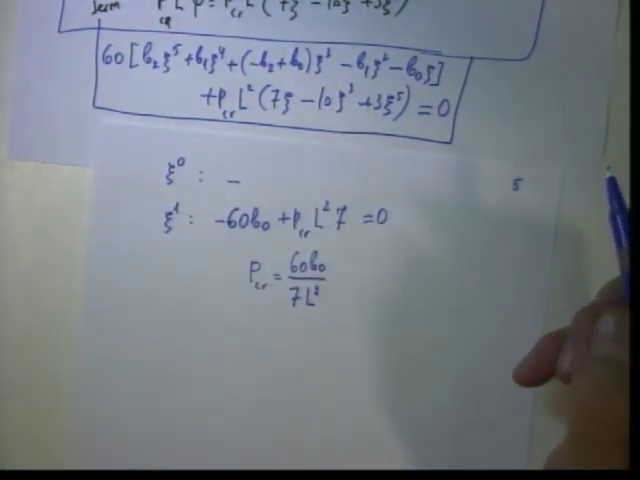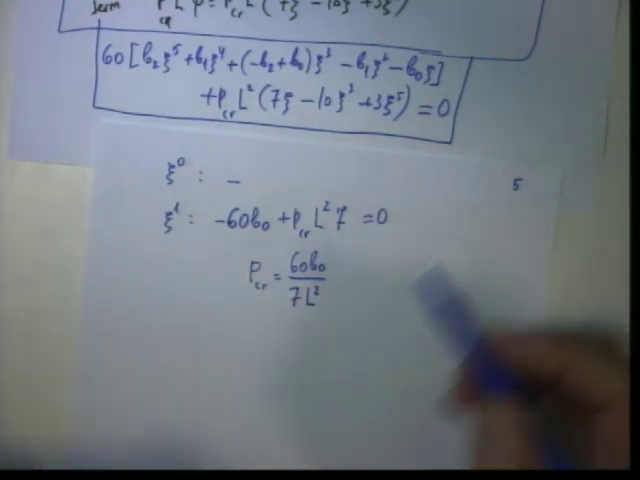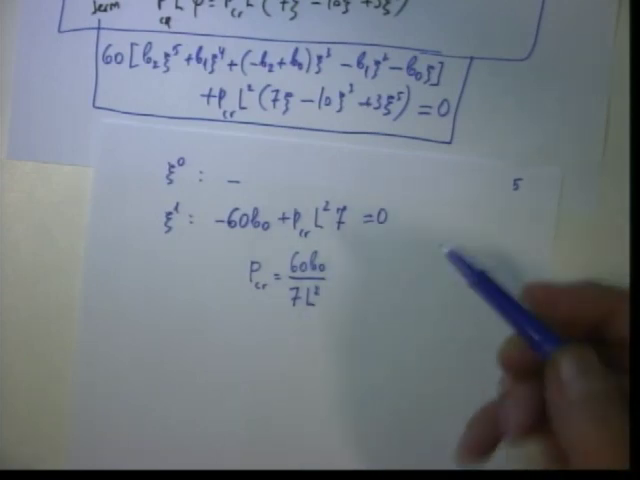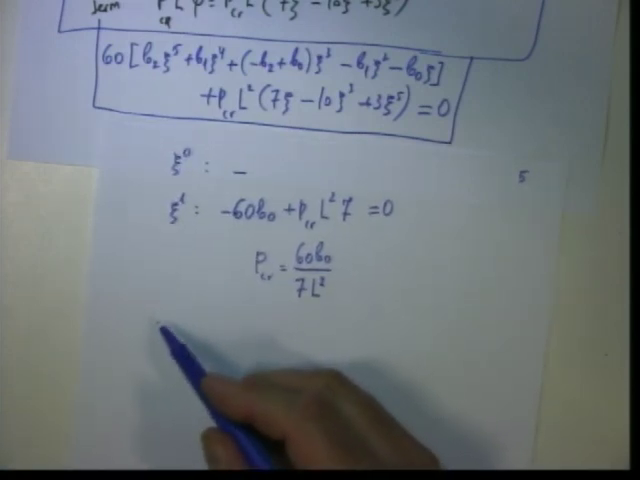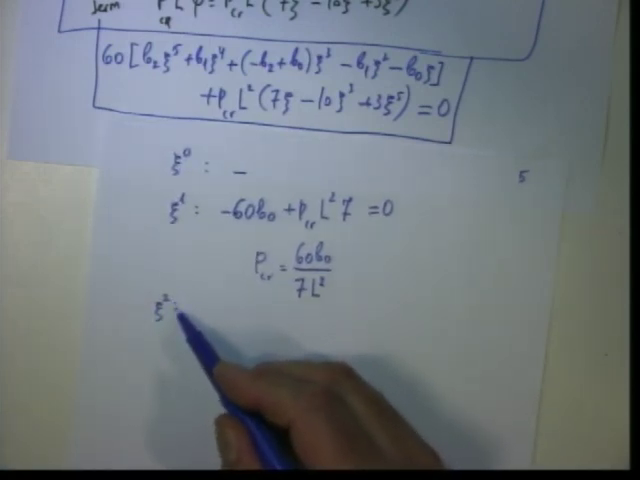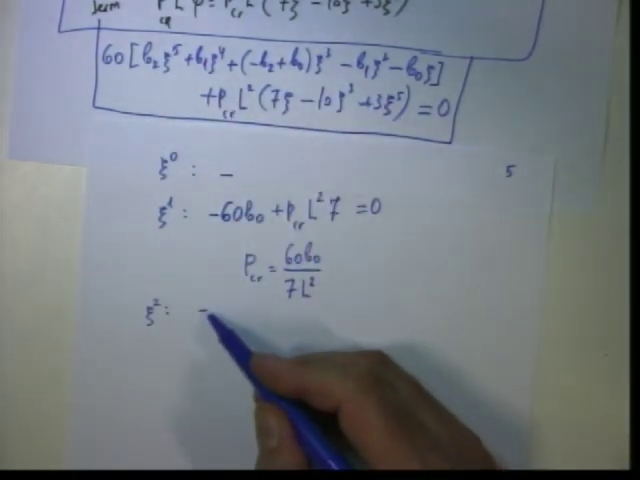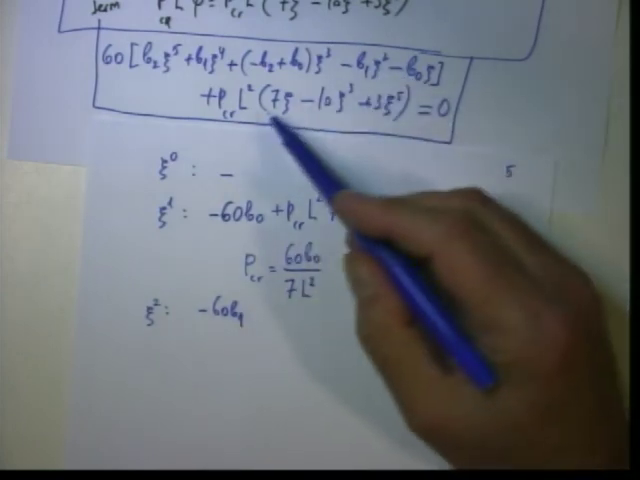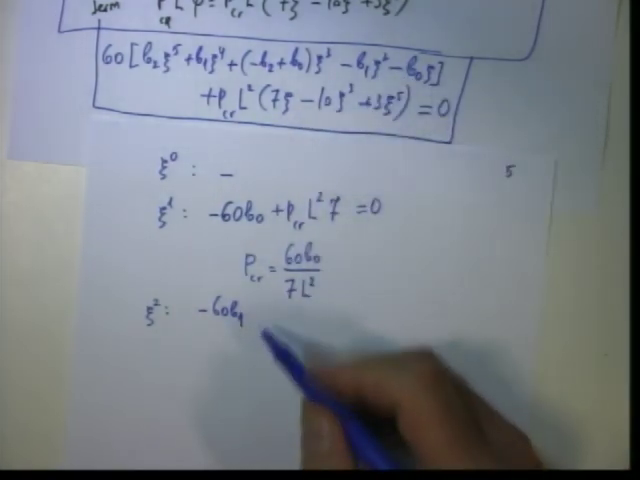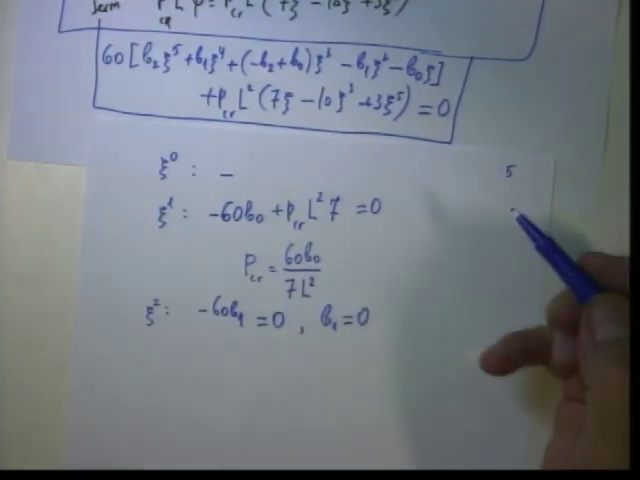I think nice, very nice. It already looks like his solution. Still we have here B0, but we will get this. Now psi in second power. So here is minus 60 B1. And here there is nothing. So equals 0. From here B1 equals 0.